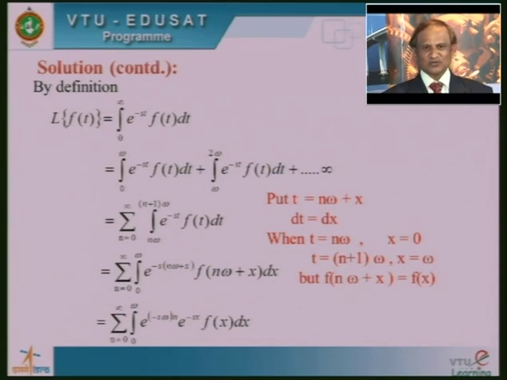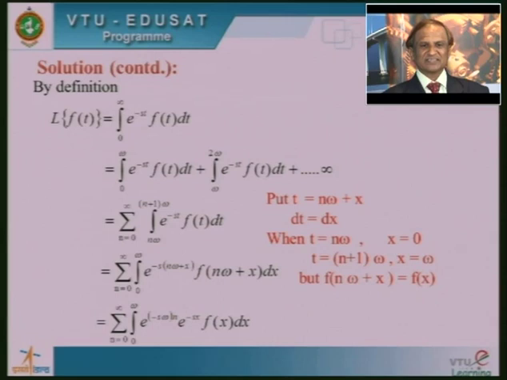Here I am going to use the method of substitution. Suppose I put t = n omega + x. If I differentiate, dt = dx. The limits will change. Put t = n omega: what is the value of x? n omega minus n omega, so x = 0. If you put t = (n + 1) omega, then x = omega. Is it clear?